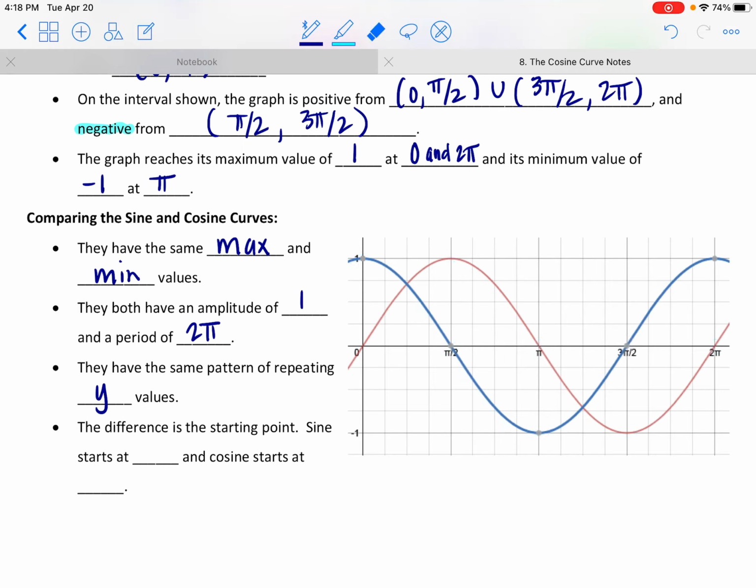The only difference is where they start. The difference is the starting point. Sine, if you can remember, always starts at 0, and the cosine starts at its max, which in this case is 1. Now that's for the parent. Obviously we know that we can stretch this out by changing the amplitude, but the parent starts at its max, which is 1.